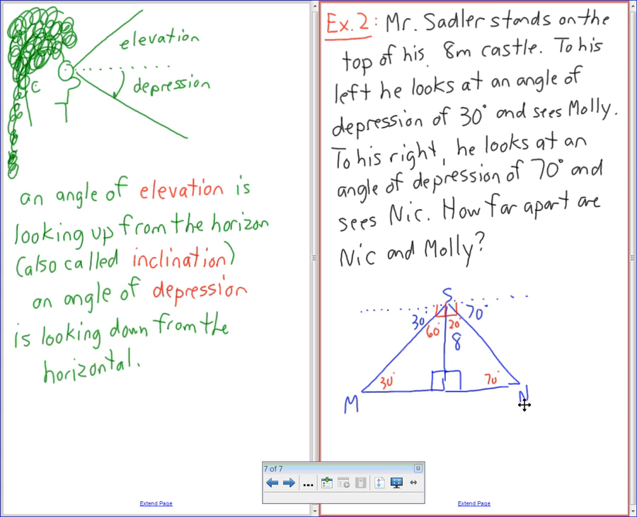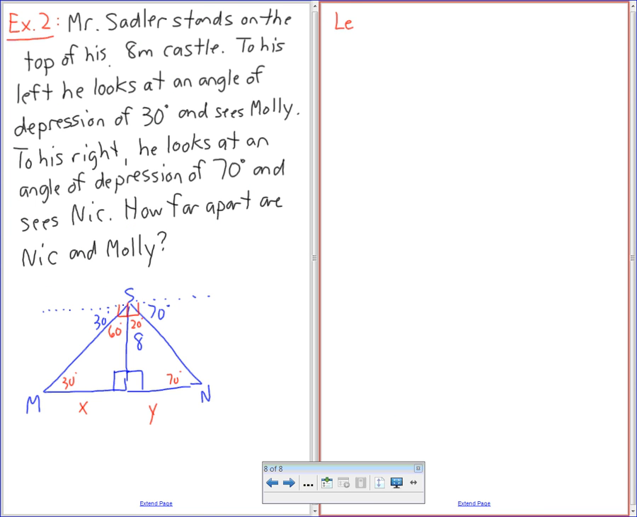What are we looking for? The distance between them. So I cannot do it directly. What I want to do, I'm going to call this x and I call that y. Okay, so I'm going to say let x equal the distance from the castle. Half the distance? No, it doesn't necessarily have to be half, though, okay? In fact, it's not going to be, because the angles are different.